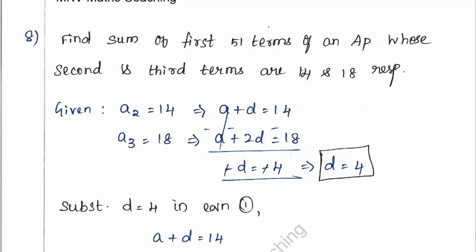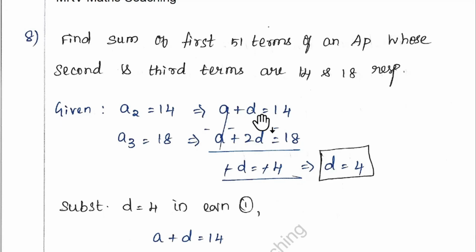You will be getting two equations in terms of a and d. Since they have given the second term as 14, a plus d is 14, right? Third term is 18, which means a3 is 18, so a plus 2d will be 18. So I can just use the elimination method. Subtract this, I am getting the d value as 4. Once you get the d value, substitute in any equation.